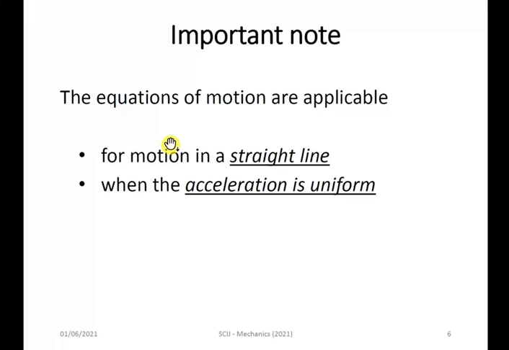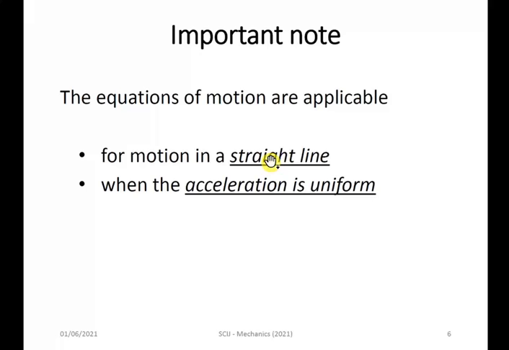This is an important note I want you to keep in mind. The equations of motion that we've discussed so far are useful for motions in straight lines. Yes, so for circular motions, there are another set of equations. They are similar to these straight line equations, but they are different. So we use this one for objects that are traveling in straight lines. Then the acceleration should also be constant, or it should be uniform. That's when we can use this equation.